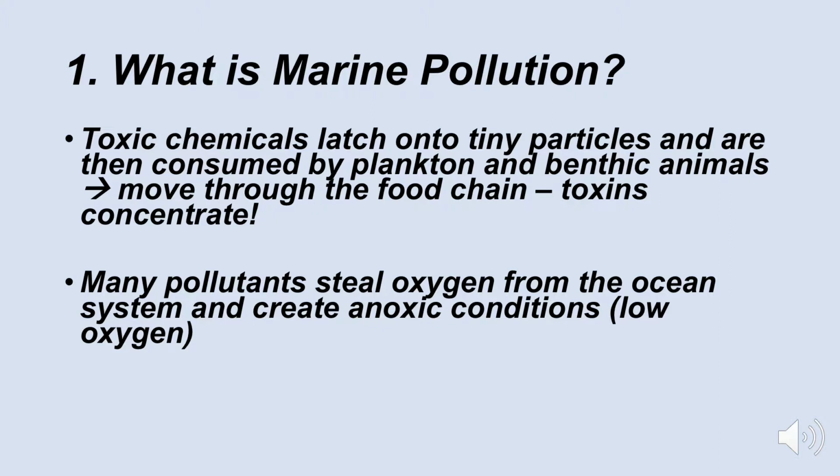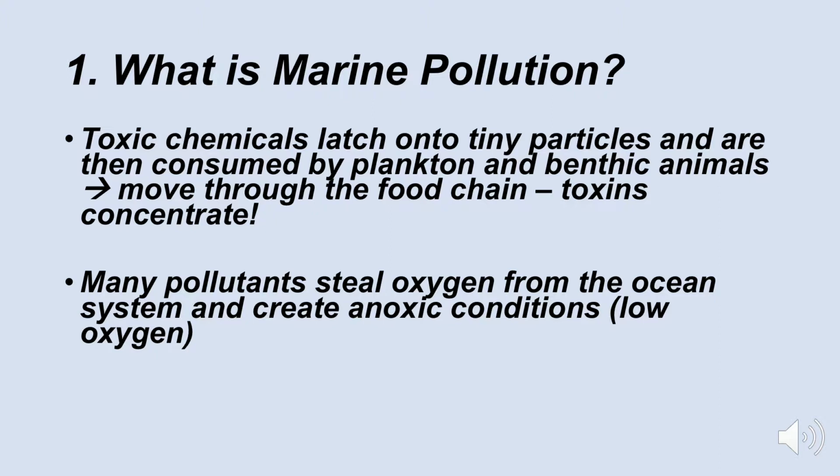Toxic chemicals latch on to tiny particles, and then they're consumed by plankton and benthic animals in the ocean. These toxic chemicals move through the food chain, and in many cases, these toxins concentrate. That's a concern. Many pollutants steal oxygen from the ocean system and create low-oxygen conditions, which are not ideal for fish and other aquatic life.